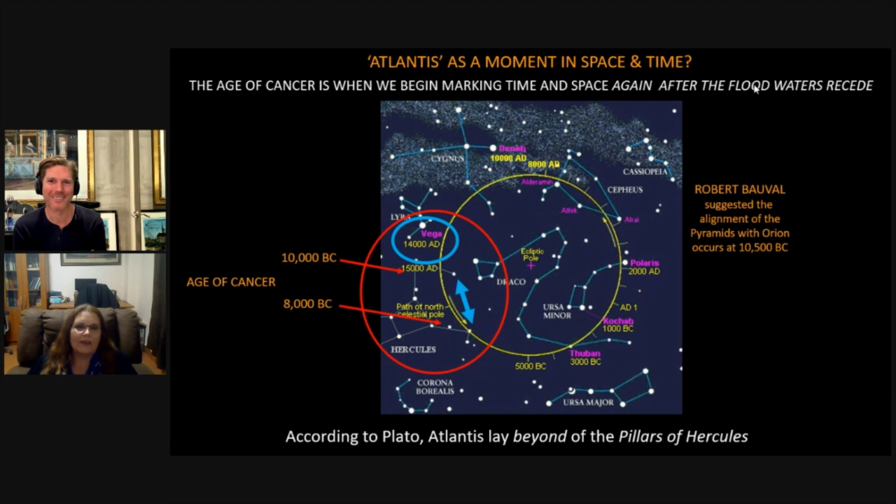You can see the two arms coming up, which I show you with the blue arrow, and they literally are marking the time between 10,000 and 8,000 BC, meaning beyond the pillars would have been right around Vega, right? This is so important. This is when Atlantis existed for everyone in a perception of time and space. This is that great moment of our highest level of consciousness.